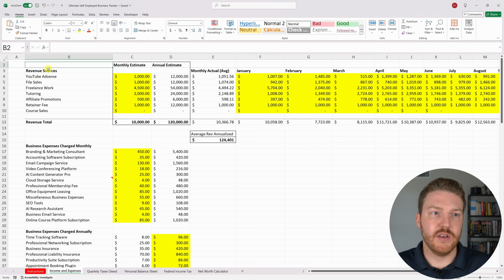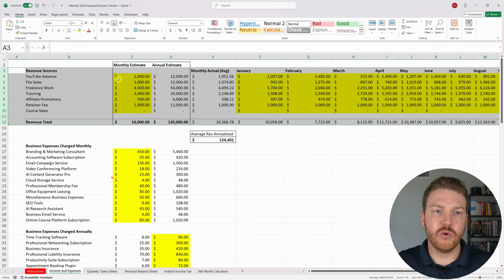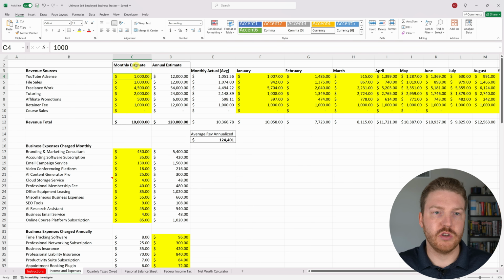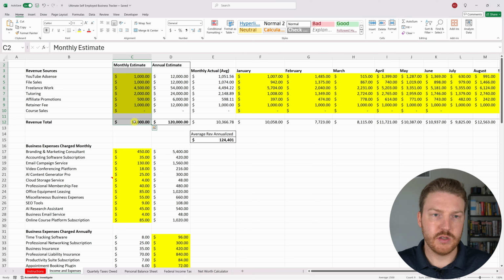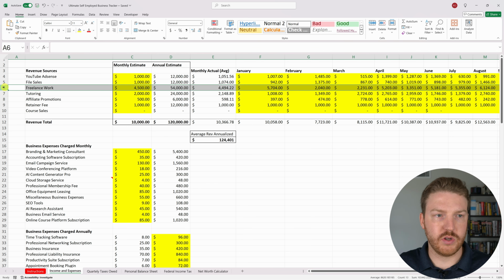So let's dive in with the actual revenue calculations. And with the revenue, this entire section here is dedicated to revenue. Now you're going to see we have this section called monthly estimate. For each of your potential income sources or lines of business, you will have one single row. So I have YouTube AdSense, file sales, freelance work, etc.